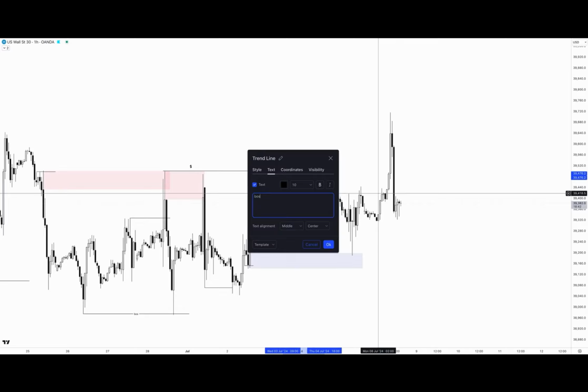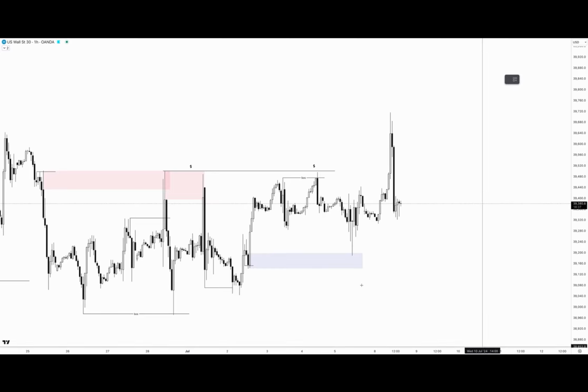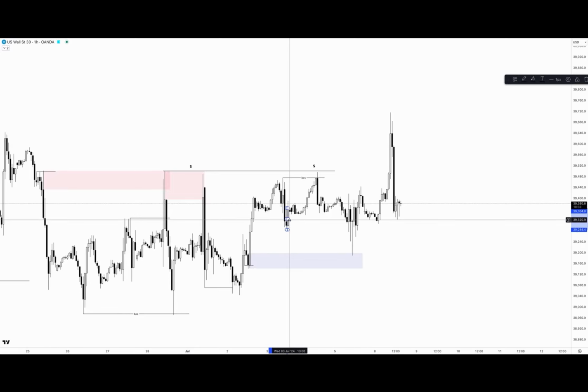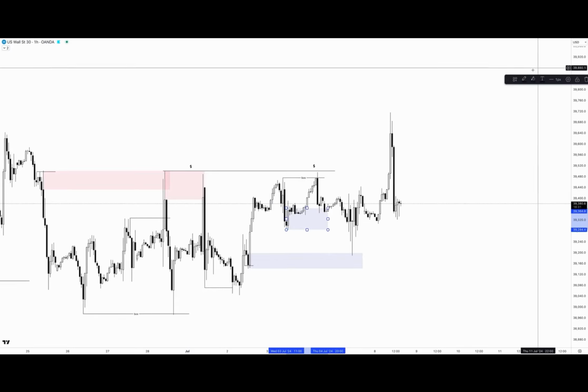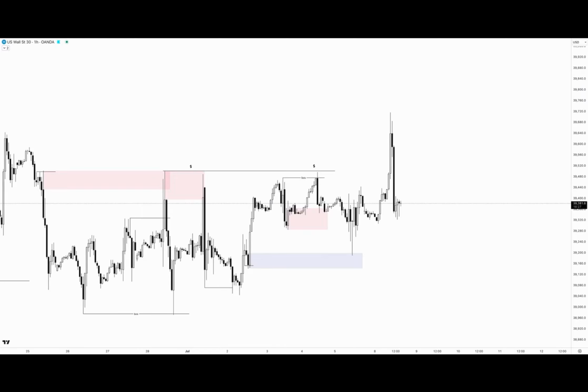What does that do? Induces buyers. Okay, where do buyers get trapped? They get trapped right here. Let's mark that red. They get trapped right there. And as you can see, the market takes it out.